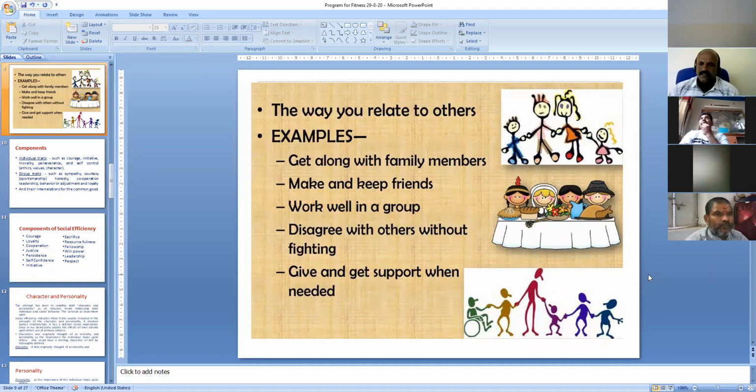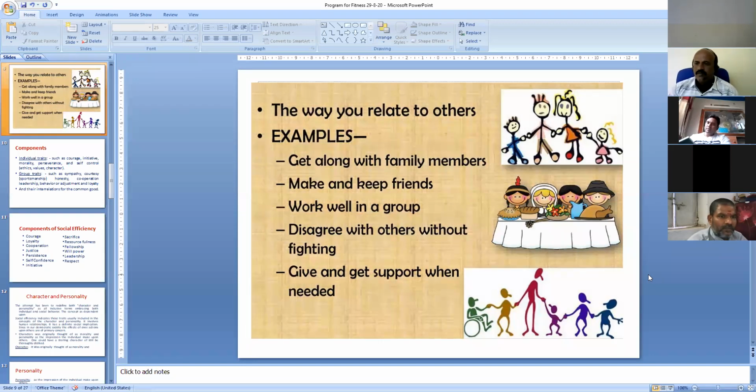Makes and keeps friends. If a person has very few friends, then he is not socially good, or some social qualities are lacking in that person, you may understand that. If you have many friends, more friends are liking you, and more people want to be with you always, that indicates you are good in social qualities, you have some social efficiency inside you. It indicates those qualities. Work well in a group.